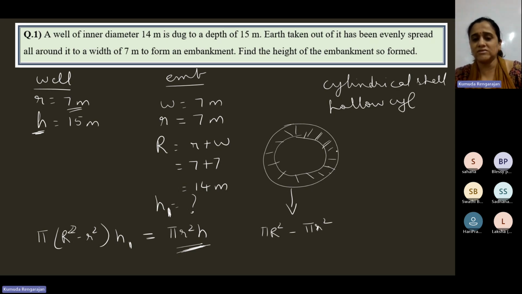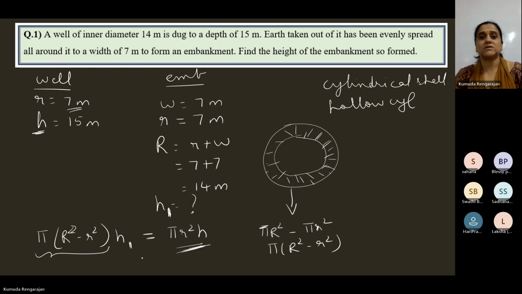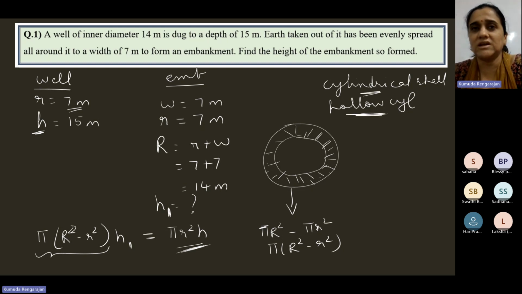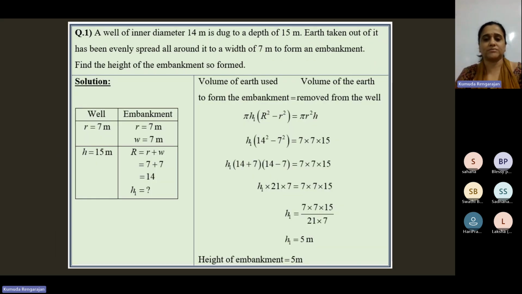They'll give you a figure like this and ask you to find the area of the shaded region. The shaded region is πR² minus πr². When you take π common, you get R² minus r². That is the area of the ring. Into height: if this has height, it becomes 3D, a solid, a hollow cylinder or a cylindrical shell. So π(R² − r²)h1 is equal to πr²h. The π on either side gets cancelled. Now substitute all the values and calculate, and you'll find h1.